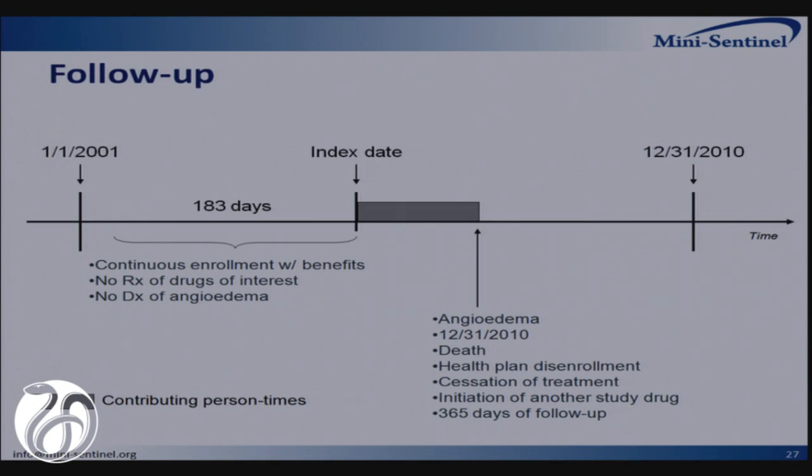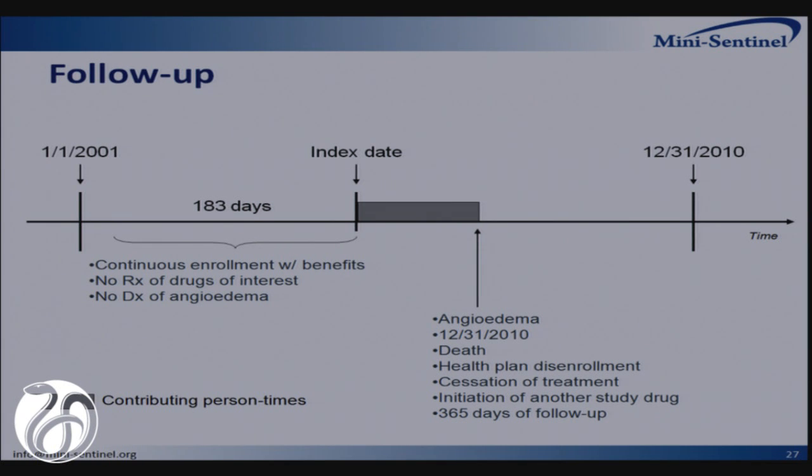So here's the schematic for the study design: at least 6 months during which we know various things are or are not true, and then you're observed until the date of first angioedema or the end of the study period or these various termination events occur.